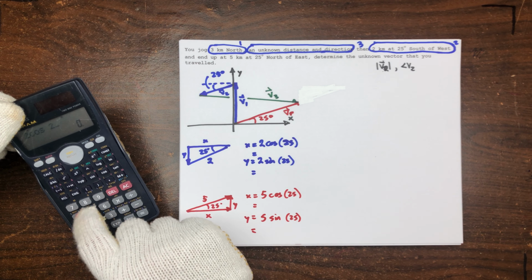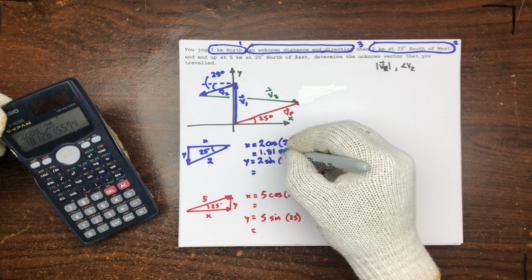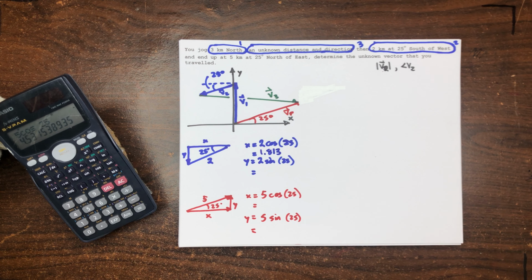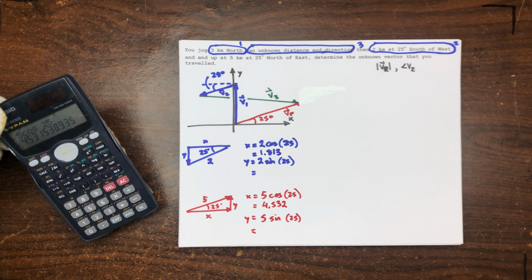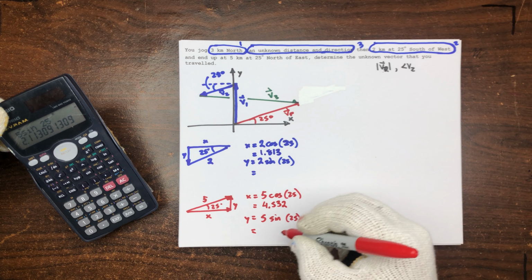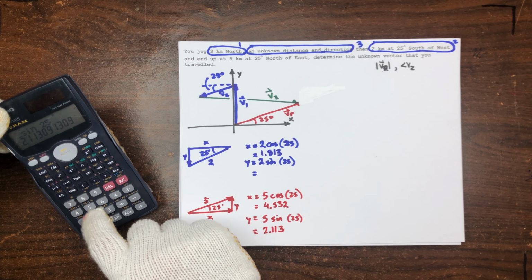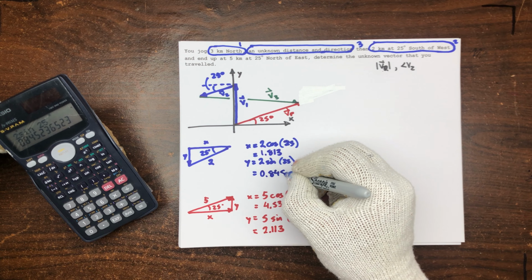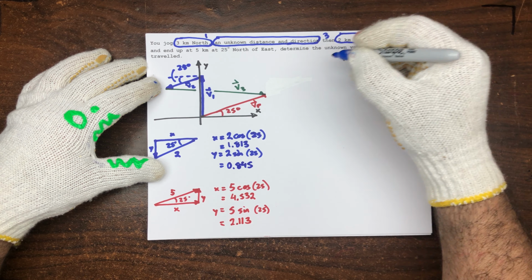So 2 cosine 25 is 1.813. I can also change that to a 5 cosine 25, and this one is going to be 4.532. And then I can change that to a sine, 5 sine 25, which gives me 2.113. And then 2 sine 25 will leave me with 0.845. Okay, so I got all my components. What's the vector that we're looking for here?